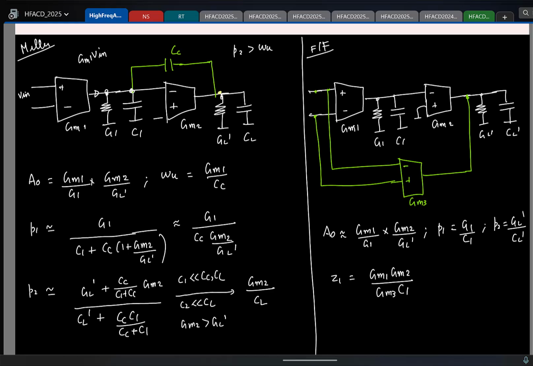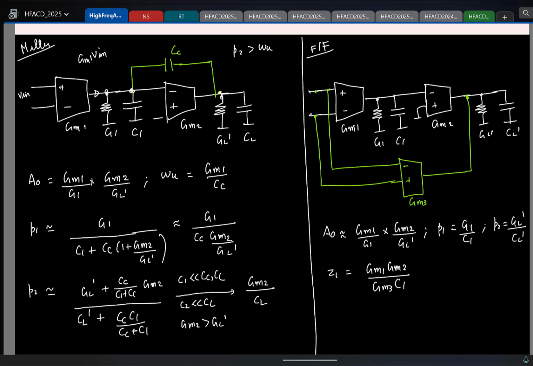Again, the way you can quickly remember is, if you want to reduce the 0 frequency, you try to keep the slower path more slower, faster path more faster. So to keep the slower path slower, you reduce GM1, GM2, so that comes in the numerator. You also increase the capacitor, so it comes in the denominator. To increase the speed of the fast path, you just have to increase GM3, so that comes in the denominator. That's one quick way to remember.